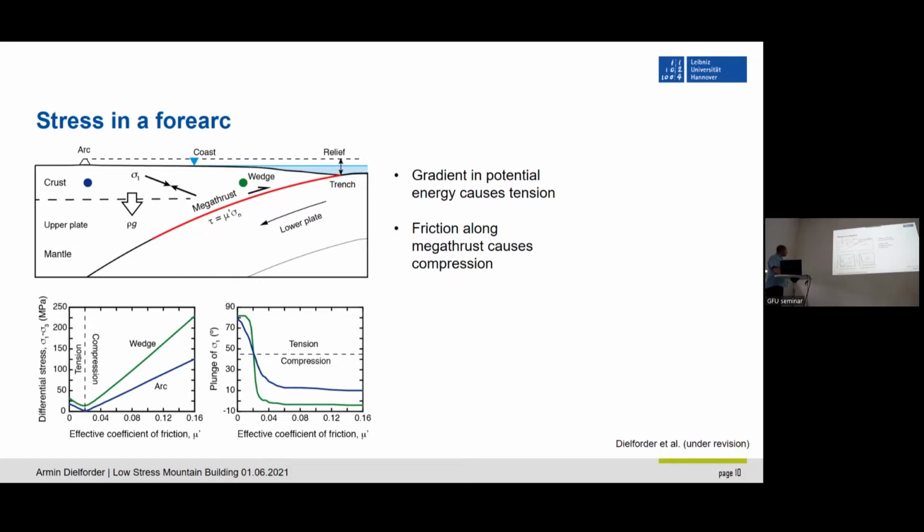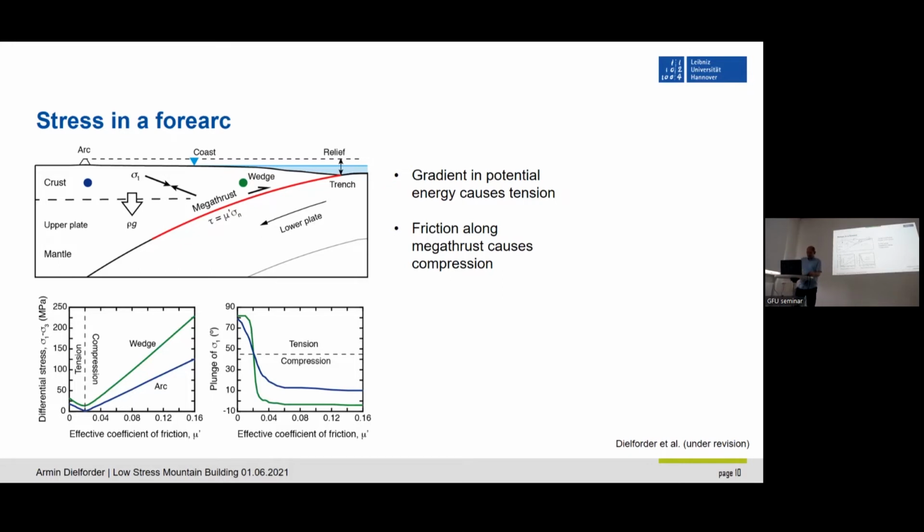If the friction coefficient were 0, then the stress on the fault would also be 0, and the forearc would only experience the tension due to the gradient in potential energy. Here you see two solutions, one calculated for a location within the wedge, and one somewhere within the arc region. We have differential stresses in the forearc of some tens of megapascal, and the stress conditions are tensional. So we have a steep orientation of sigma 1.